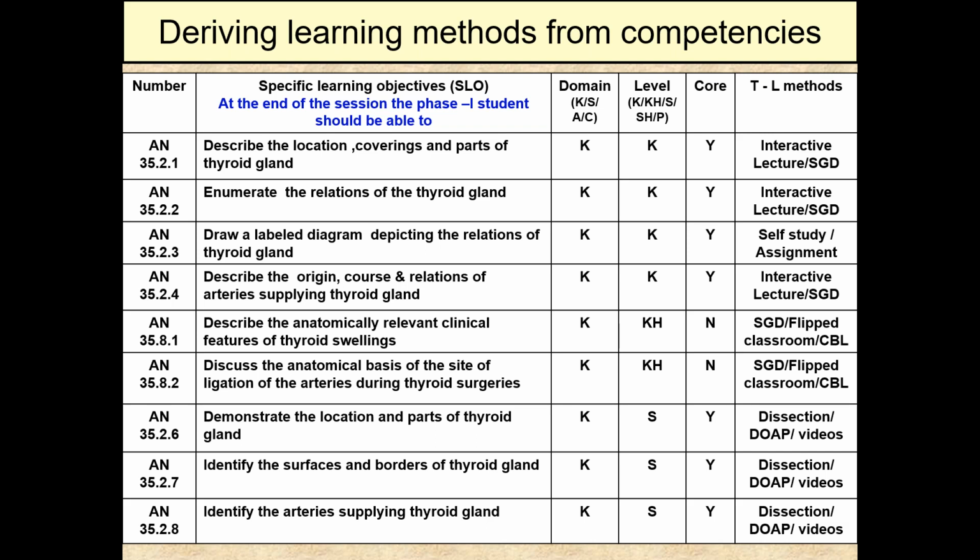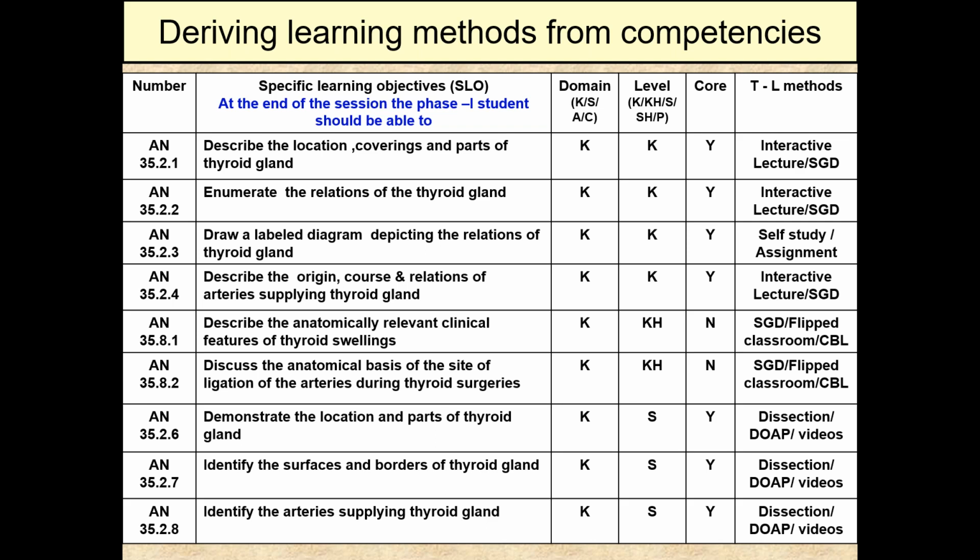I have found that SLOs 1, 2, and 4 belong to the knowledge domain, and the level is also knows. So I thought they can be dealt with an interactive lecture, or with an SGD also. So I have written that down. Coming to the third one, draw and label a diagram depicting the relations of the thyroid gland, I have decided to give that as self-study or an assignment, that is, an individual method.